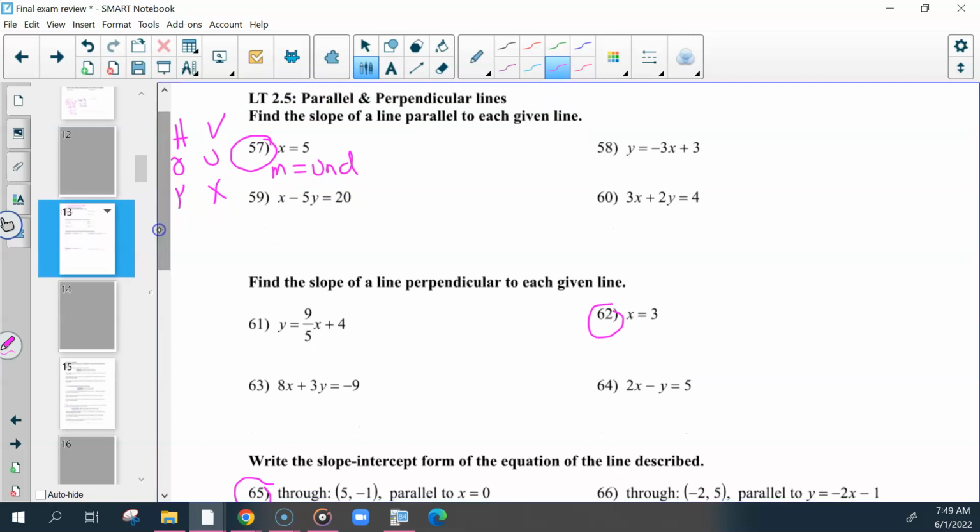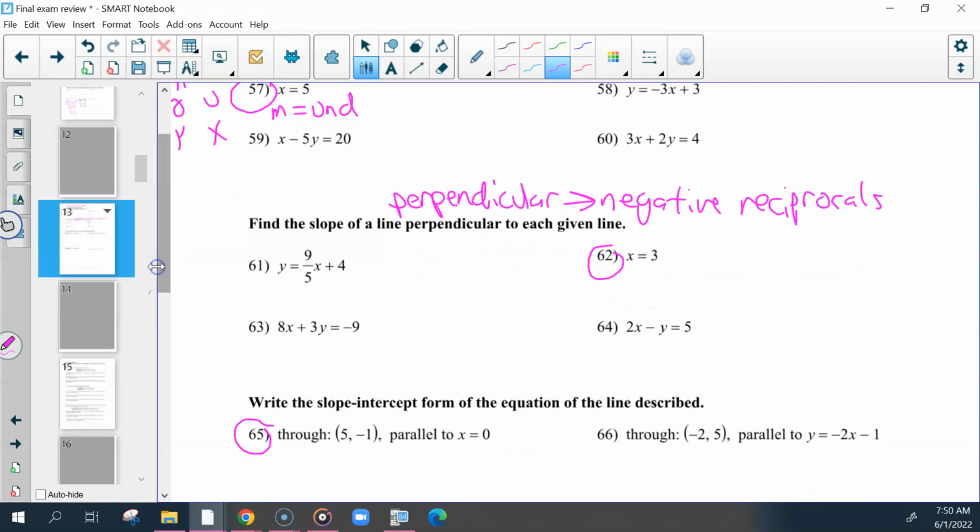For the next section, you're trying to find a slope that is perpendicular. Remember that perpendicular slopes have negative reciprocals. So if one slope is positive, you would take that, flip it, and make it negative for the other one, or vice versa. So for 62, I'm going to write my blue box one more time.